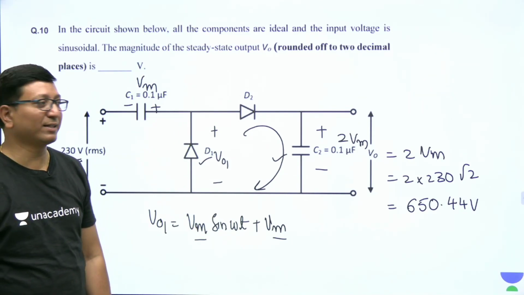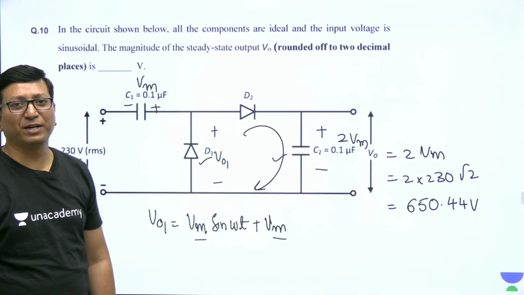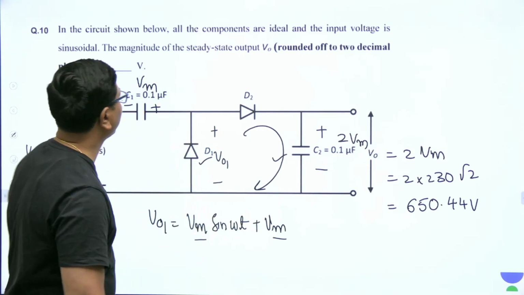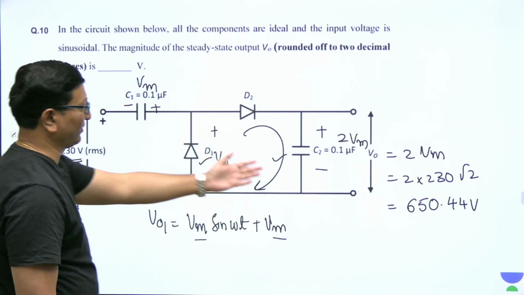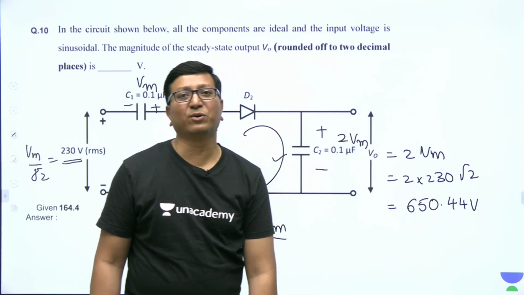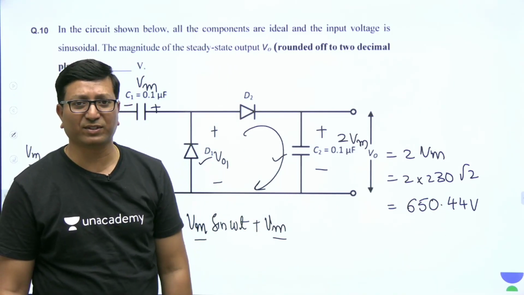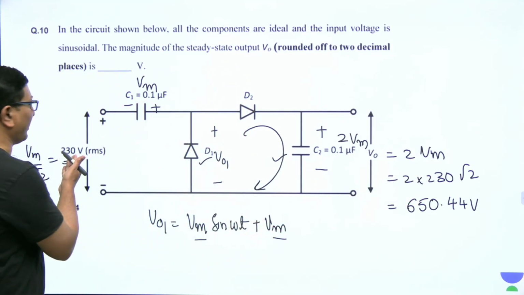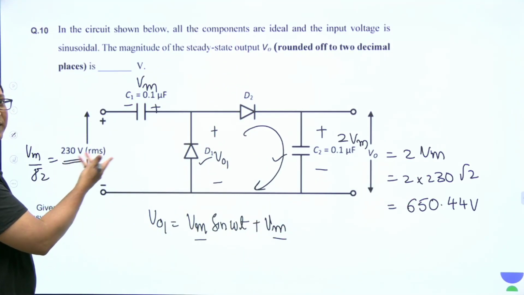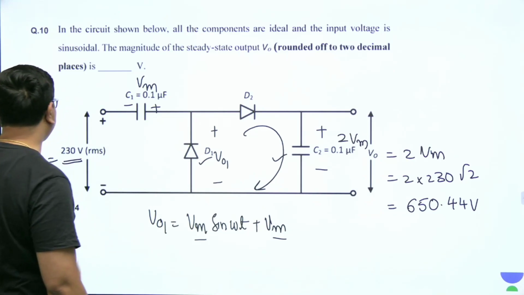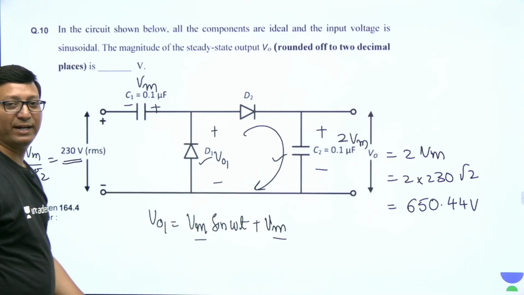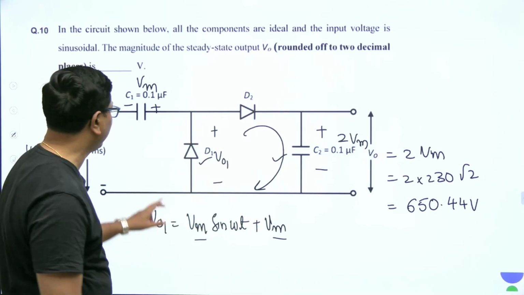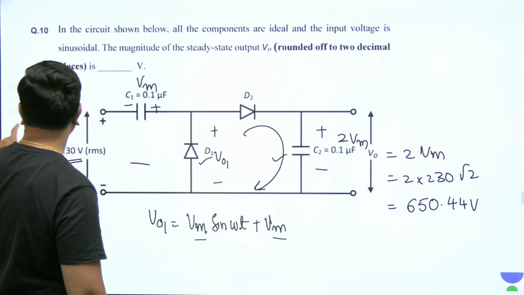Okay, you will get the answer around 650.44 volts. Up to 1 decimal I think so. Okay, 2 decimal places, so 260.44 volts. It is as simple as that. Straight away 2 Vm. Just to confuse us, they gave us the RMS value, so you need to take the peak amplitude. That's the idea here. Very simple question. Within seconds you can put the answer. Next one.